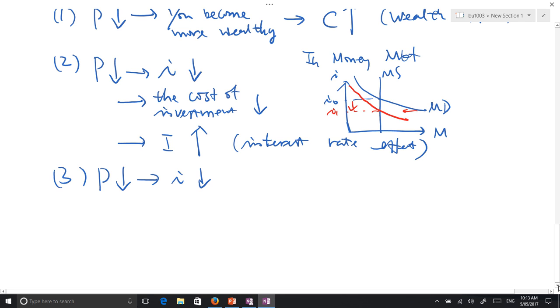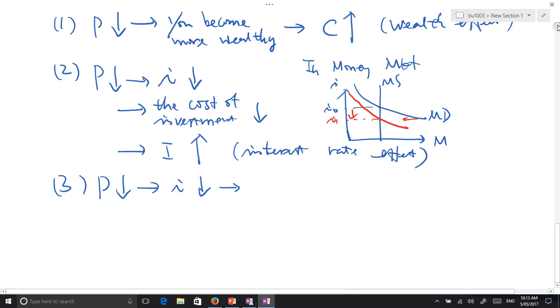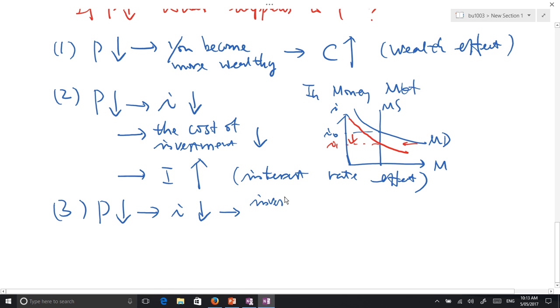The third effect we call the exchange rate effect. So interest rate decrease in Australia. That means investing in Australia is less attractive than before. So investors will respond by moving from Australia to the US. So they're going to sell Australian dollars for US dollars. This means that the supply of Australian dollar increases. So Australian dollar depreciates.